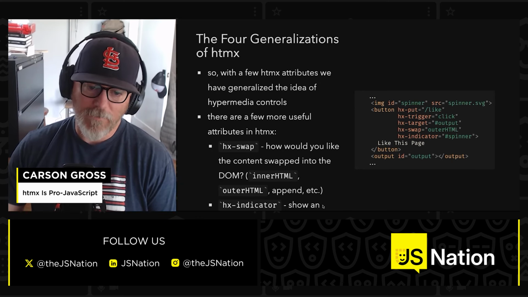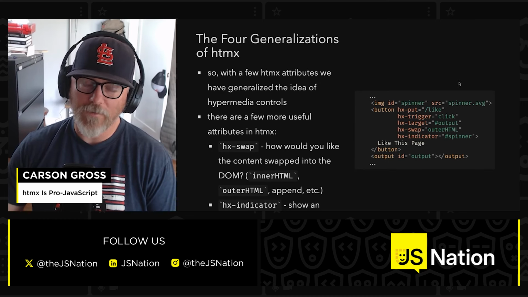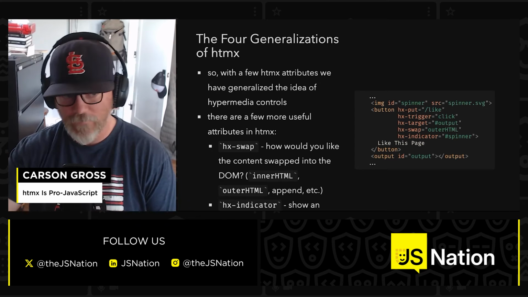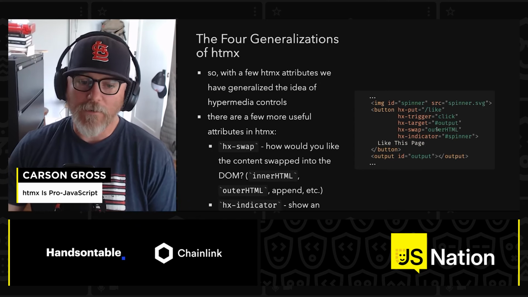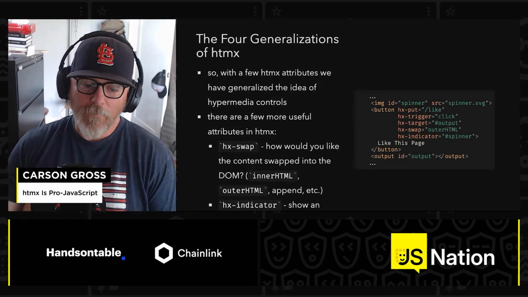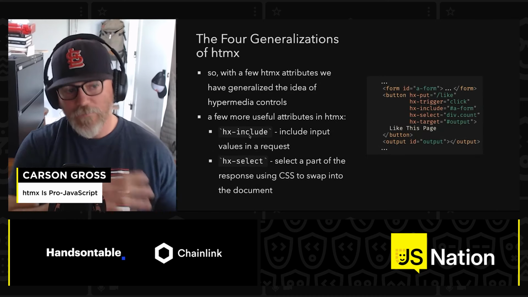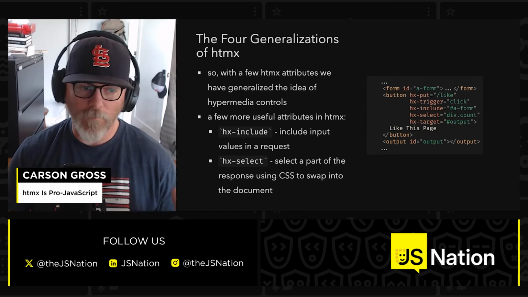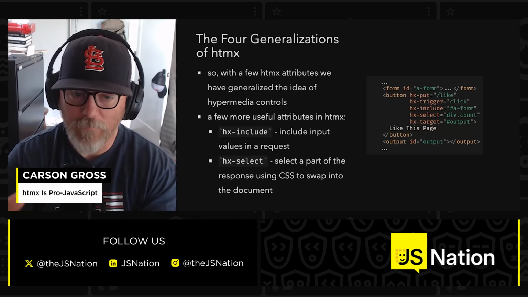hx-indicator, I'm sorry, this got cut off at the bottom here, but what that says is show this element while a request is in flight. So you can show an indicator so the user knows something's going on when they click on a button and so forth. And then a couple more attributes: hx-include, which lets you include the value of inputs in a request, which can be useful if you've got form-like behavior where you need to submit stuff, or even a link where you want to include some stuff in that request.